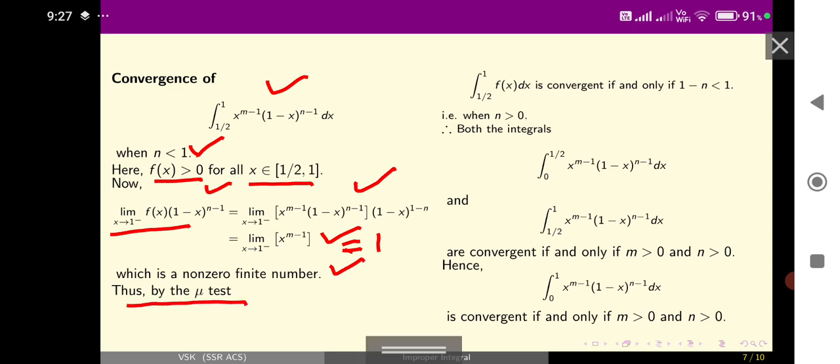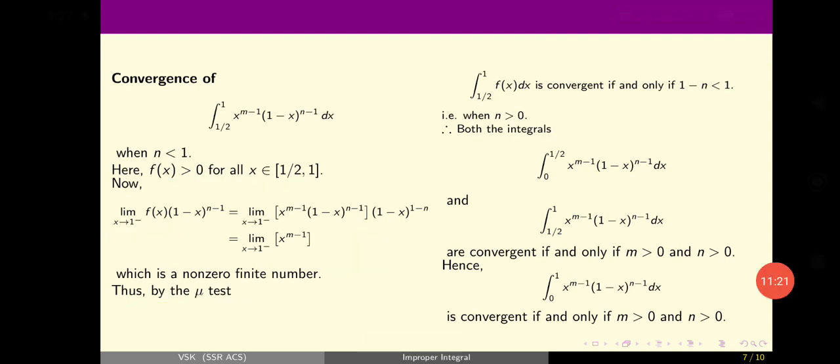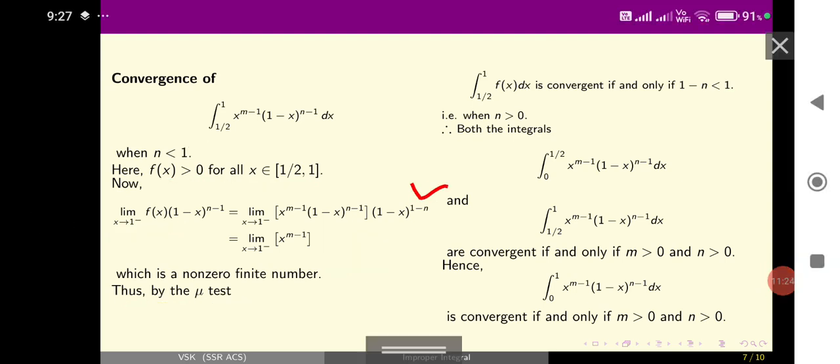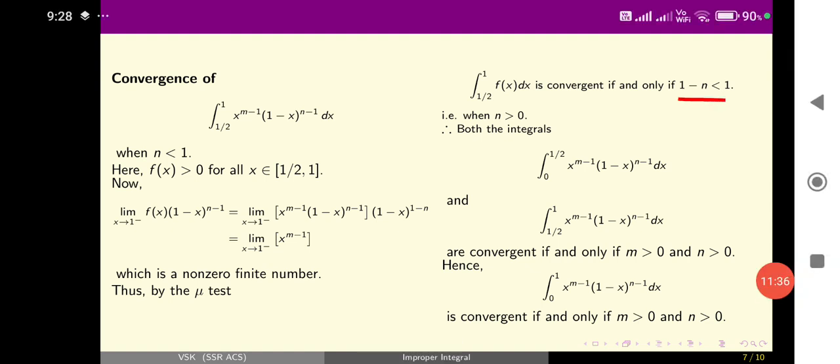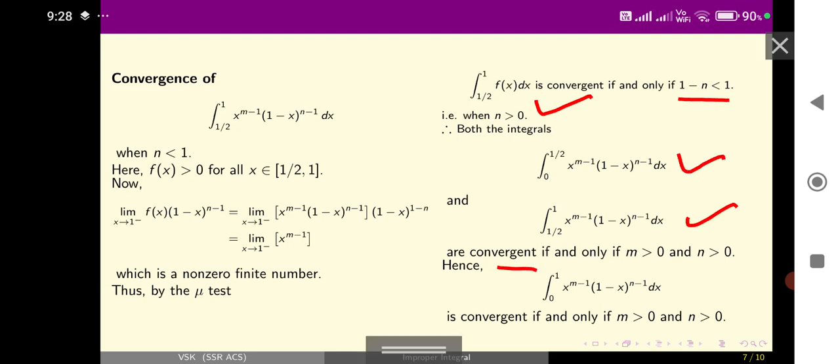Thus, by mu test, the integral 1 by 2 to 1 f(x) dx is convergent if and only if 1 minus n is less than 1, because this 1 minus n we have considered as mu. So if the value of mu, that is 1 minus n, is less than 1, this is convergent. But 1 minus n less than 1 is the same as n greater than 0. Therefore, both this integral and this integral are convergent if and only if m is greater than 0 and n is greater than 0.